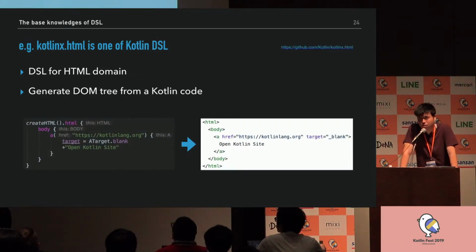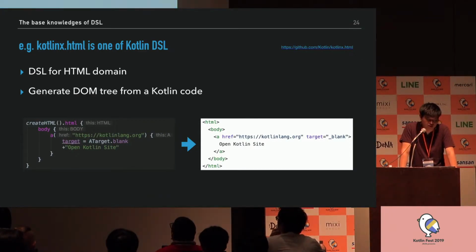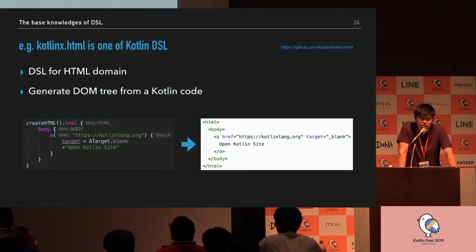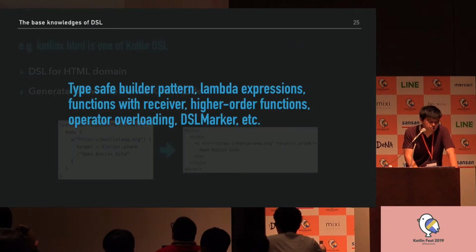Let's take a look at an example. Kotlin X.html package is it. Kotlin X.html package is one of Kotlin DSL for HTML domain. It can generate DOM tree from Kotlin code. You can do it type safely, you can avoid typos, and you will not forget closing tags anymore. This small example includes some techniques of what I will explain.